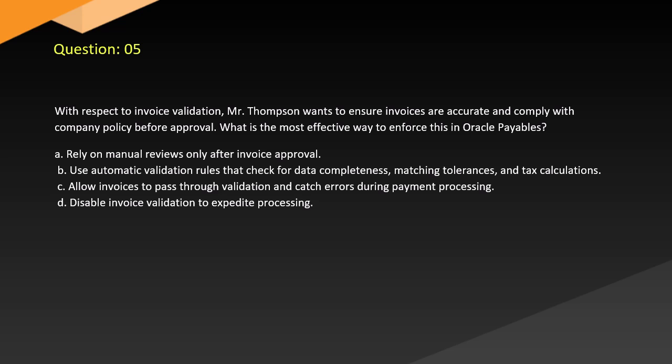A. Rely on manual reviews only after invoice approval. B. Use automatic validation rules that check for data completeness, matching tolerances, and tax calculations. C. Allow invoices to pass through validation and catch errors during payment processing. D. Disable invoice validation to expedite processing.